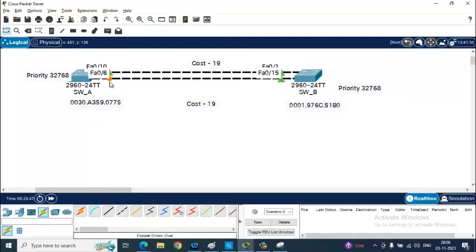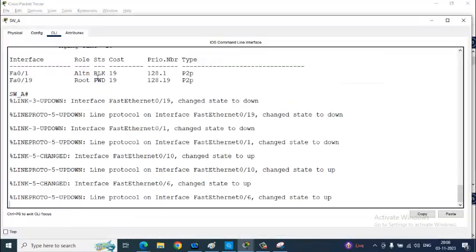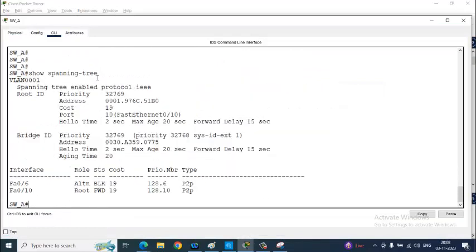Switch A shows spanning tree. The role is alternate, and the state is blocked. Now let's connect another wire. I'm going to connect the third wire. Backup, standby, right? Among these, the ports are blocked.